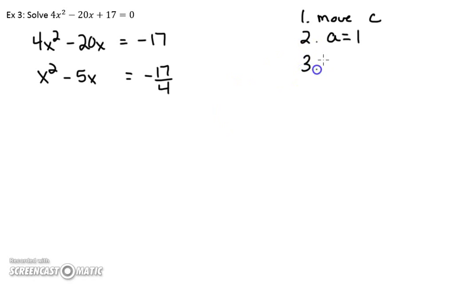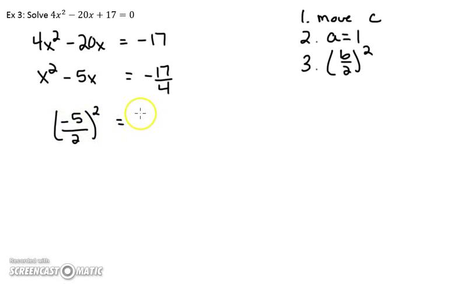Next we want to take b divided by 2, and then square that. In this case, b is negative 5, so b over 2 is negative 5 halves. Squared is going to be positive 25 fourths. Then the next step is to add step 3 to both sides.